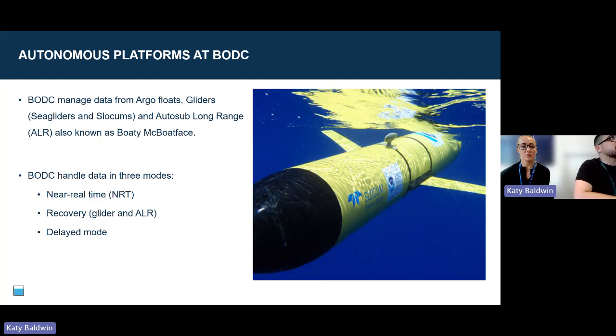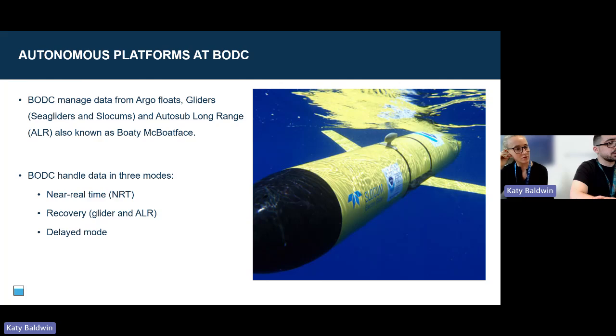recovery, and delayed mode. So recovery data is the full resolution version of the data that BODC receive once a glider or ALR has been recovered, as only a subset of the data are sent in near real time. And just to note, that only applies to glider and ALR. Argo floats don't produce a recovery data set because they run until end of life.